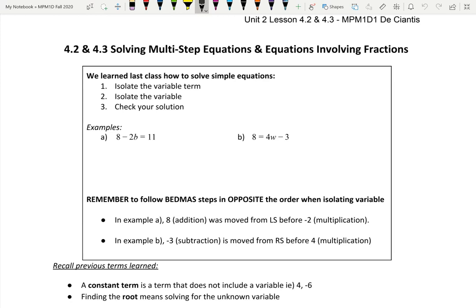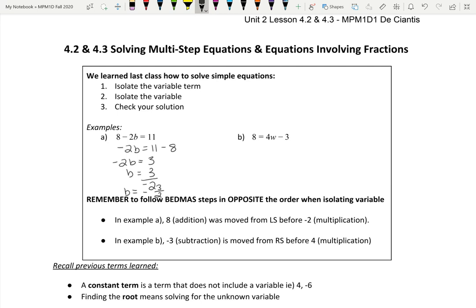So I'm just going to complete these two examples. 8 minus 2b is equal to 11. I'm going to isolate my variable by bringing my 8 over to the other side, and it becomes its opposite operation. Then I'm going to simplify my right side. And then I'm going to continue to isolate for my variable by bringing that negative 2 to the other side. And it's multiplication on the left side, so it becomes division on the right. And I'm just going to write that negative sign in front of the fraction.